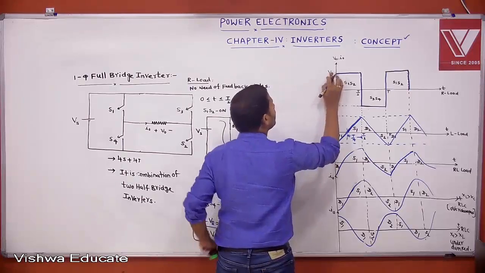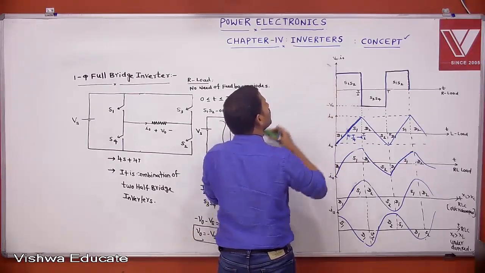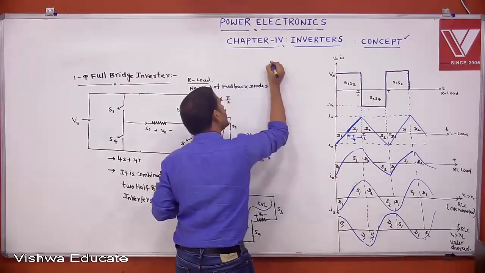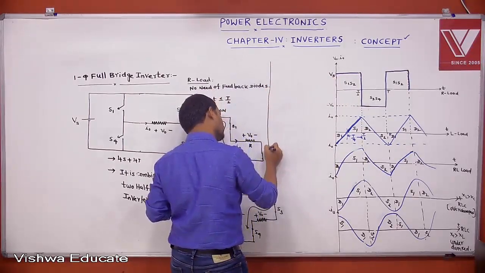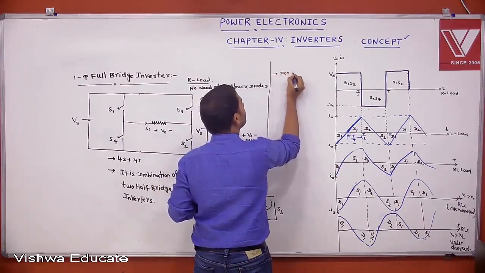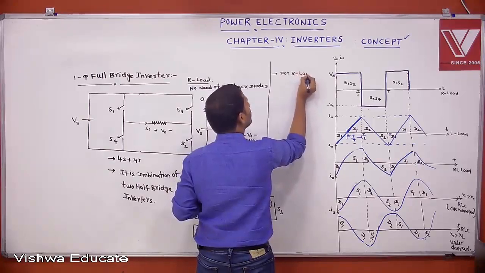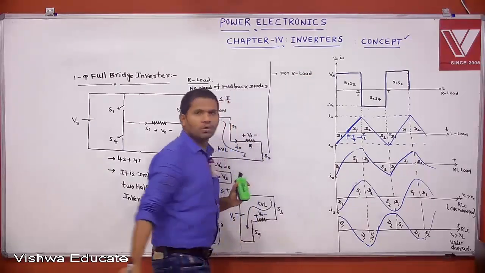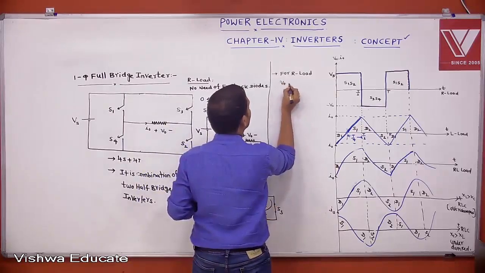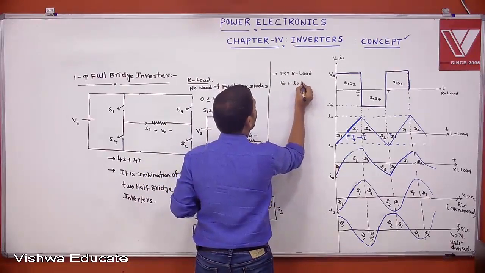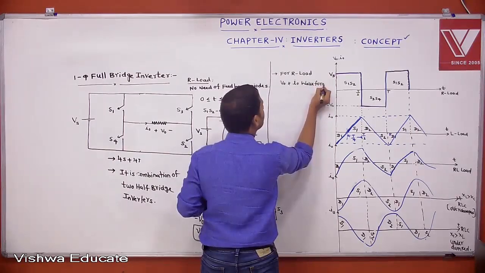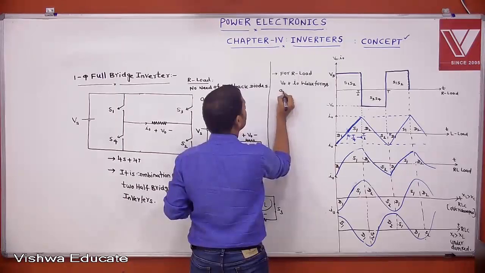This is for R load now. We know that for resistive load, voltage and current waveforms are same. Same points I want to list out here. For R load, for purely resistive load now, V0 and I0 waveforms are same.